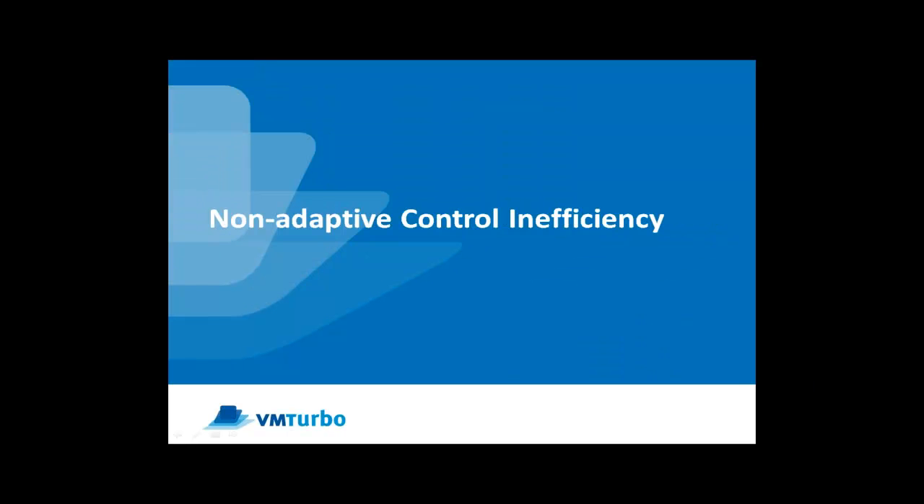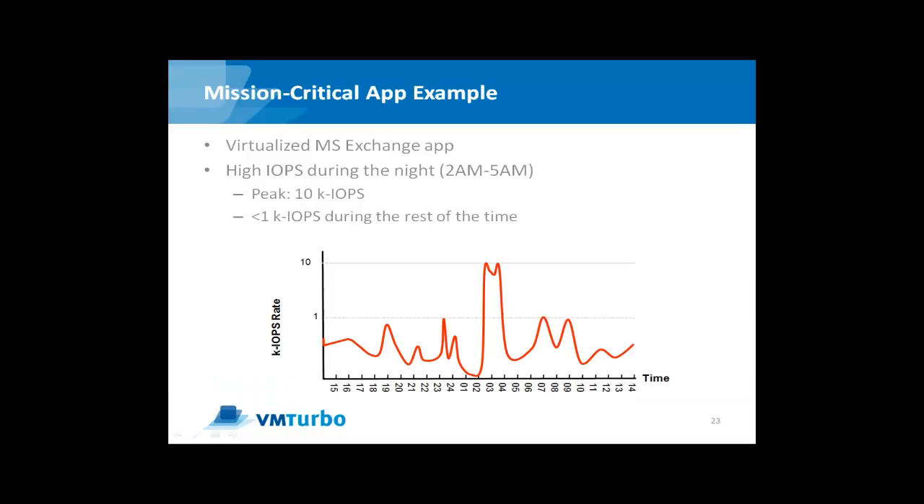And the third inefficiency in today's virtualized mission-critical apps is this non-adaptive control inefficiency. Here's an example of an Exchange server where some server apps fire up between 2 and 5 a.m. So there's high storage I/O activity with a peak of 10,000 IOPS, but much less than 1,000 IOPS during the rest of the time.